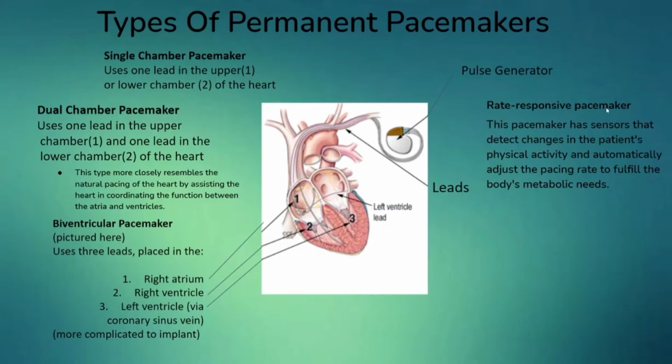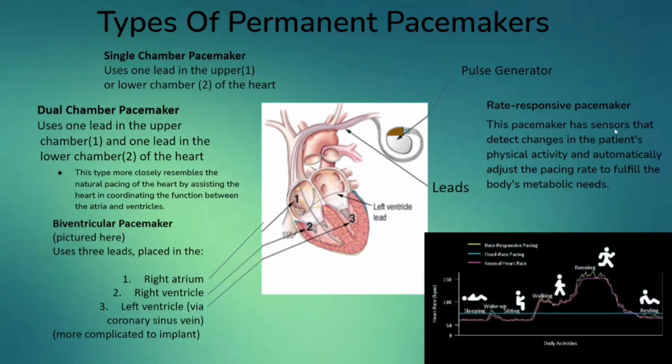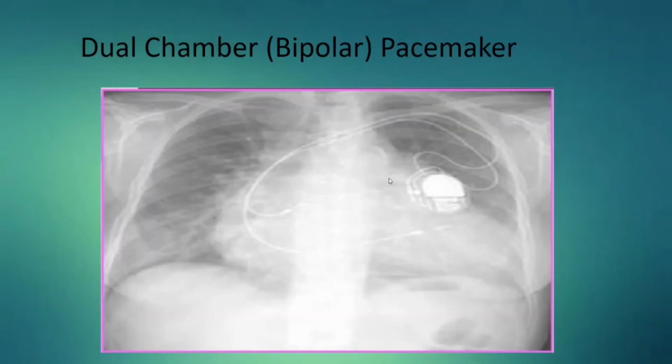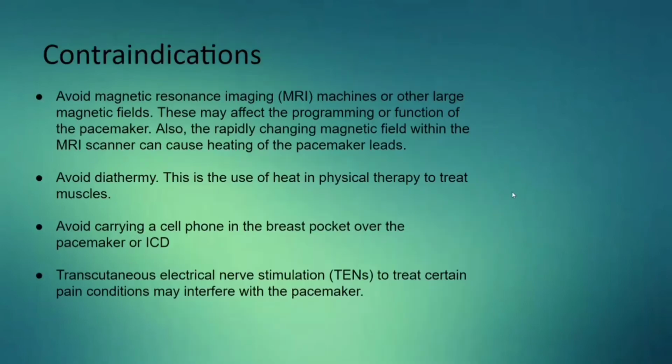Other one is rate responsive pacemaker, which has sensors that detect changes in the patient's physical activity like waking up, sitting, walking, running, and automatically adjust the pacing rate to fulfill the body's metabolic needs. This is single chamber or unipolar pacemaker. This is dual chamber or bipolar pacemaker. And this is biventricular pacemaker. And you can see this is more complicated than the others.